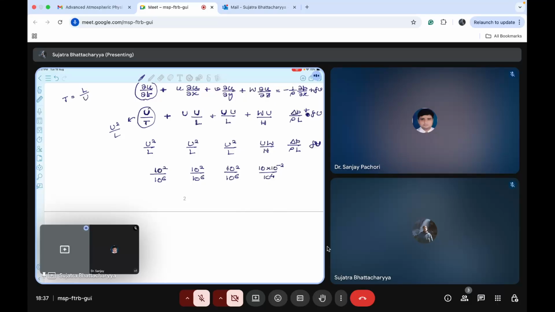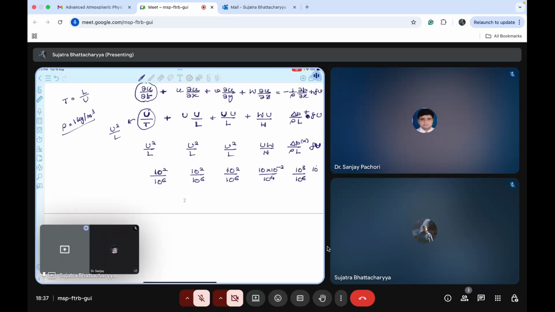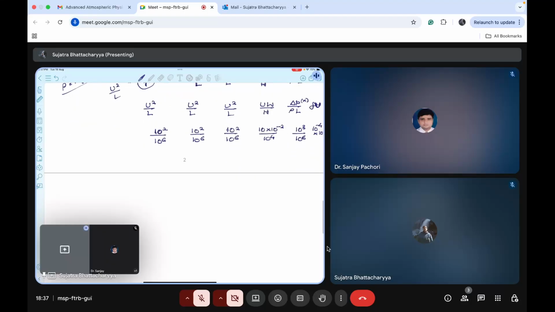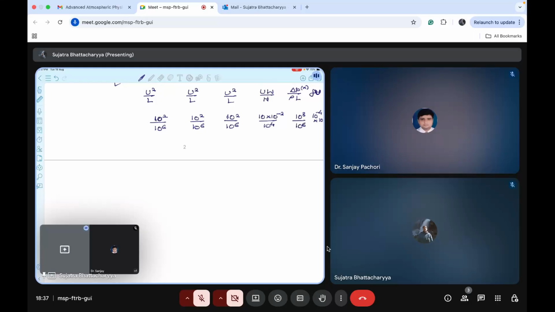Delta P by rho. So anywhere you do, rho is generally 1 kg per meter cube. Okay, this is a thing to remember. So delta P, this is in the horizontal scale, x, right? So this becomes 10 cube Pascal divided by L. L is 10 to the power 6. What is f? 10 to the power minus 4 into 10.